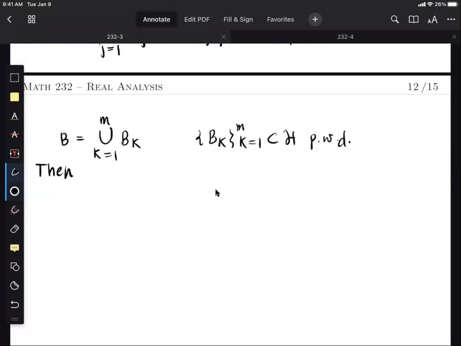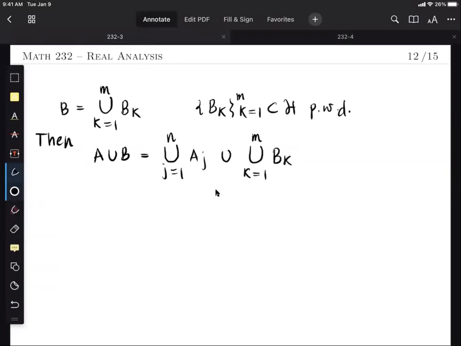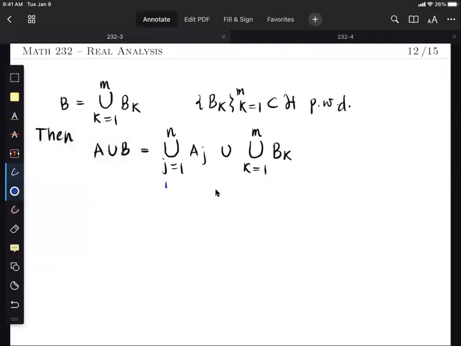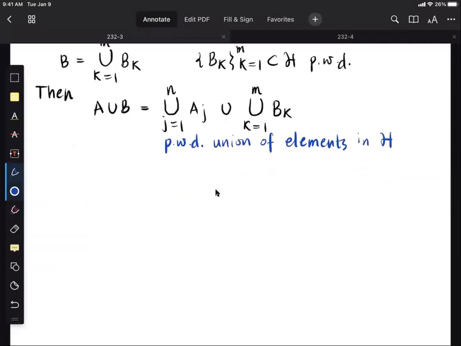Then we could write A union B. So this is simply combining or taking the union of the two representations. So just copy the representations and observe that this is a pairwise disjoint union of elements in H. Okay, so here we have represented the union of A and B as the union of pairwise disjoint elements in H, namely A sub j, j from 1 to n, and B sub k, k from 1 to m.